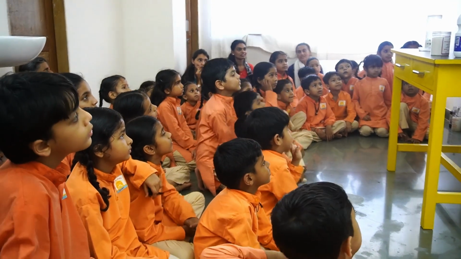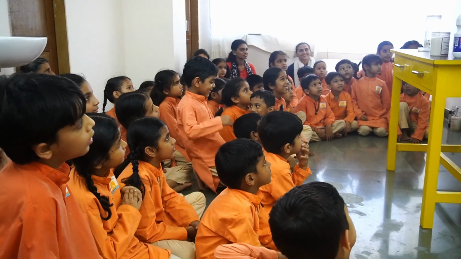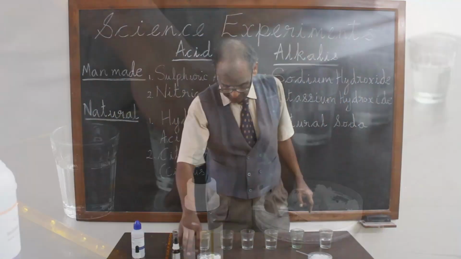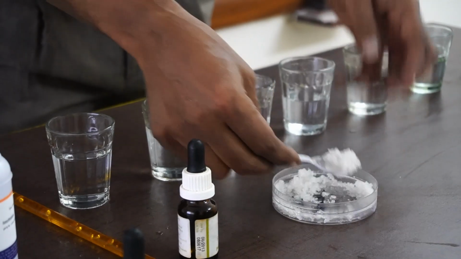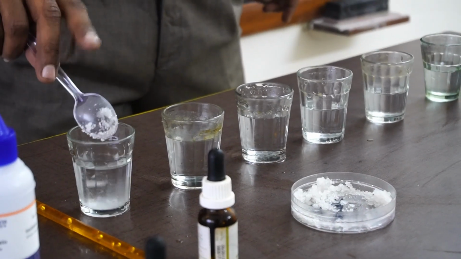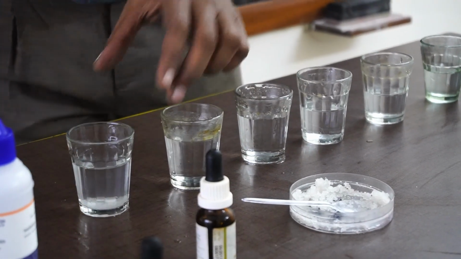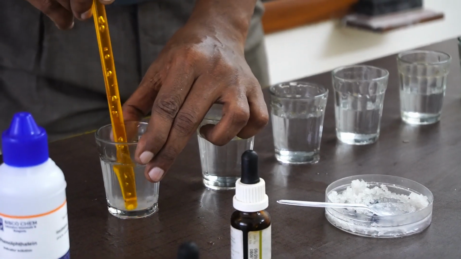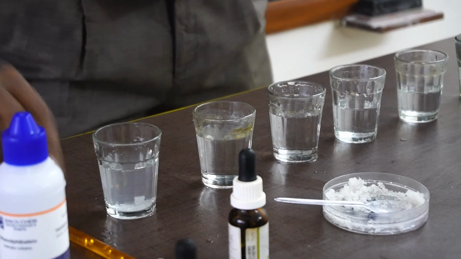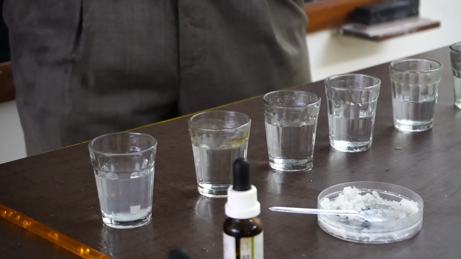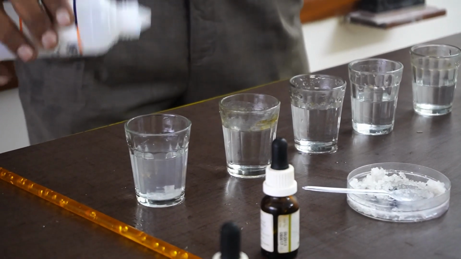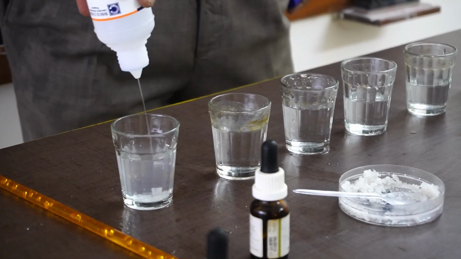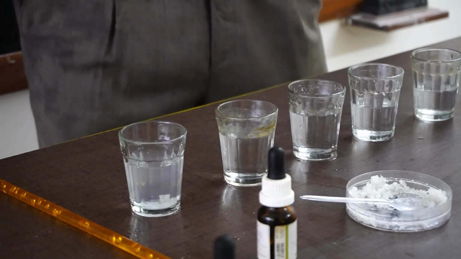How to use phenolphthalein to distinguish an acid from an alkali? This is water. Let's pour an acid into this. This is an acid. I have added acid to this water. Let's stir it to dissolve it. Now it's got dissolved. Now I'll add some phenolphthalein to this acid. Nothing is happening to it.